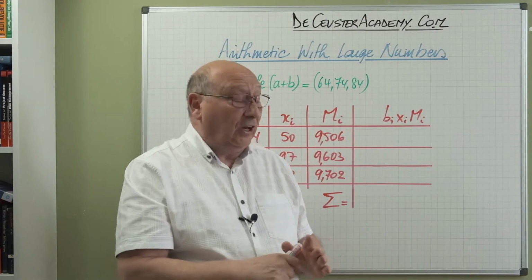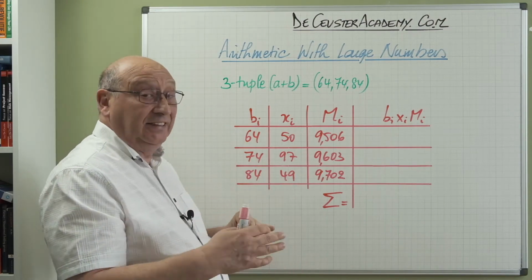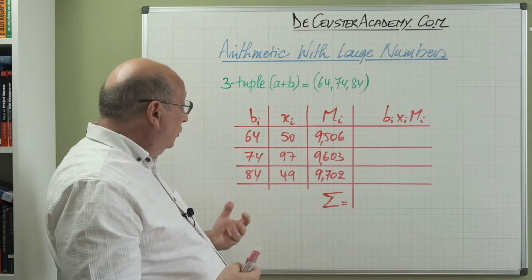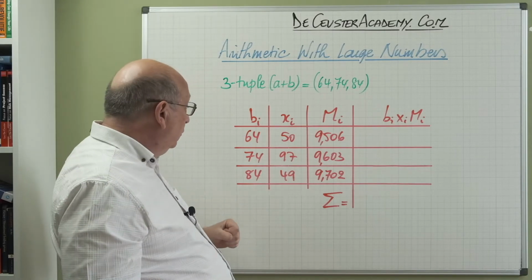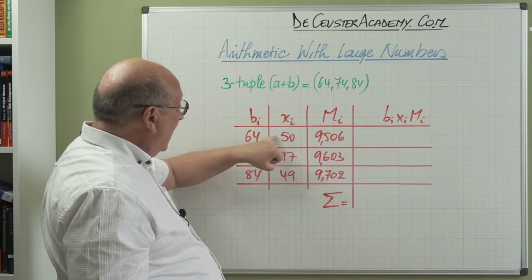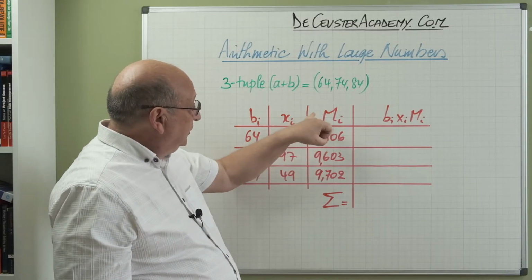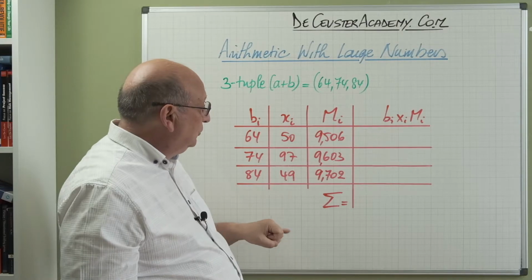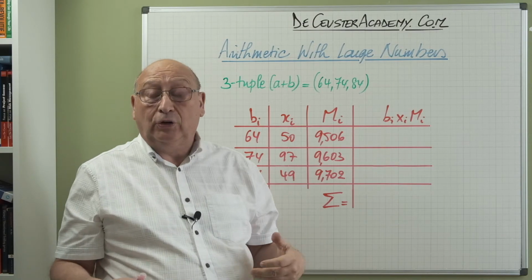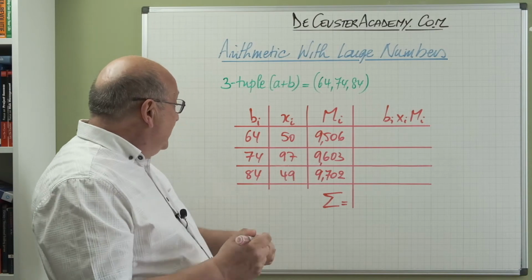We completed the calculations and now we put everything in the table. So in the column of B, we find the 3 coefficients from the Chinese remainder system. So the system of linear congruences, 64, 74, and 84. We found xi, x1 50, x2 97, and x3 49. And the coefficients mi, 9506 for big M1, 9603, and 9702. And what we have to do now is to multiply those. Now you will see the numbers become immediately a lot bigger.